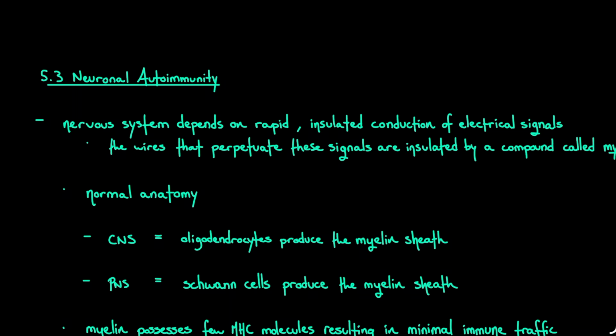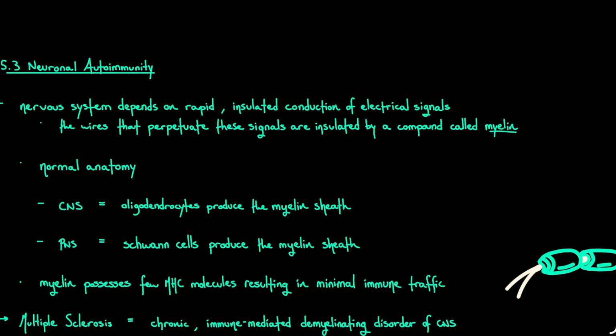Okay, let's do it. We have 5.3 here, neuronal autoimmunity. So conditions where we attack our own nervous system, right? That's probably not a good thing. So the nervous system depends on rapid insulated conduction of electrical signals. The wires that perpetuate these signals are the nerves, and these wires are insulated by a compound called myelin. All right, very, very important here.